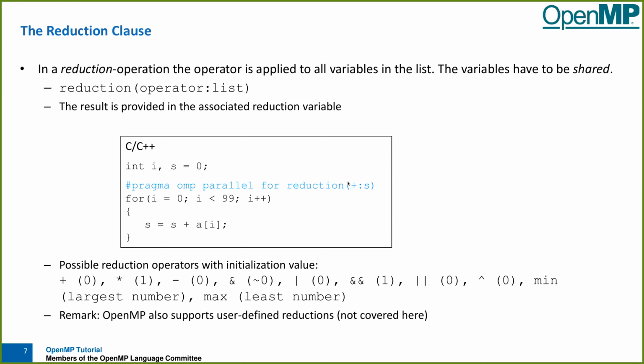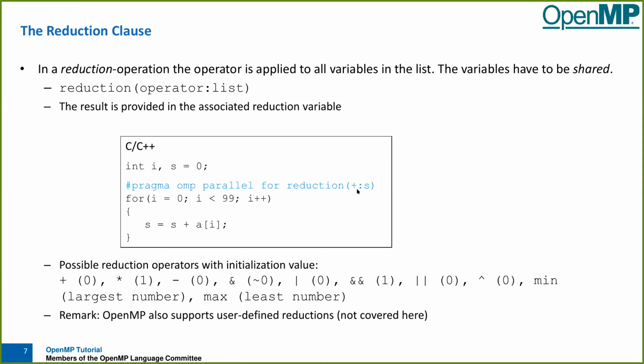Obviously, in the reduction, the initialization has to be done with a neutral element. So for the standard reduction operations, like plus, here we have the neutral element 0. For the multiplication, we have the neutral element 1, and so forth. We also have min and max.